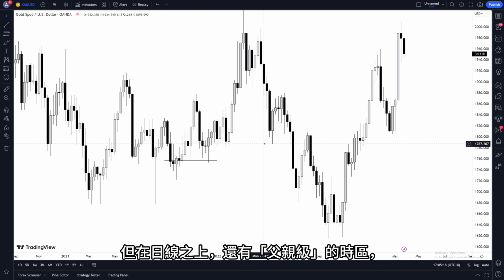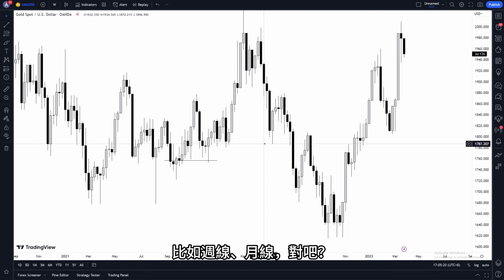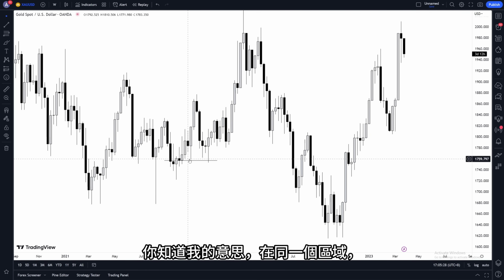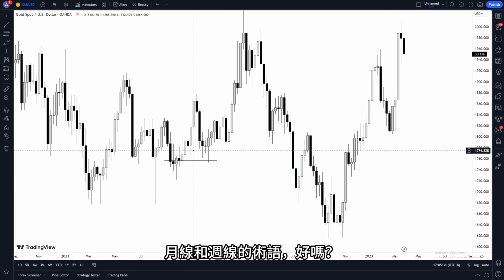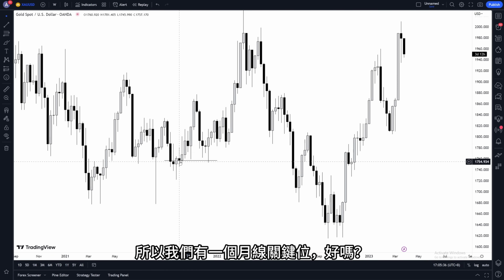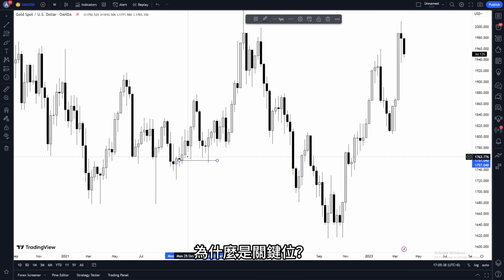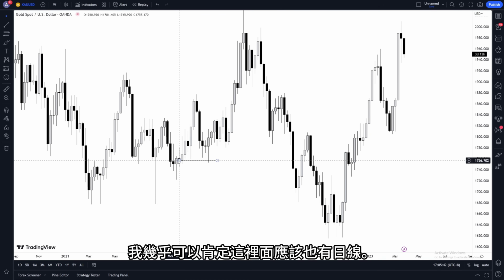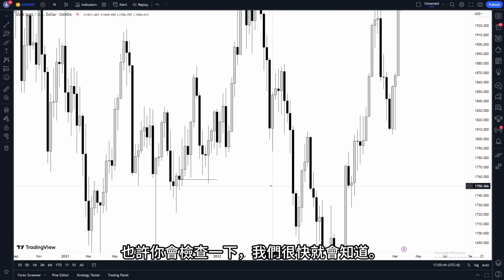But above daily, we have the father time frames, which are like weekly, monthly. Those are like fathers over the daily. And when you have monthlies, weeklies in that same area, that's going to be a key level, especially monthly. Key level is usually a term used for monthlies and weeklies, in the same area usually. So we have a monthly key level. Why is it a key level? Because it also coincides with the weekly, and I'm almost certain that there probably is a daily in here. Maybe we'll check that out. We'll find that out soon.